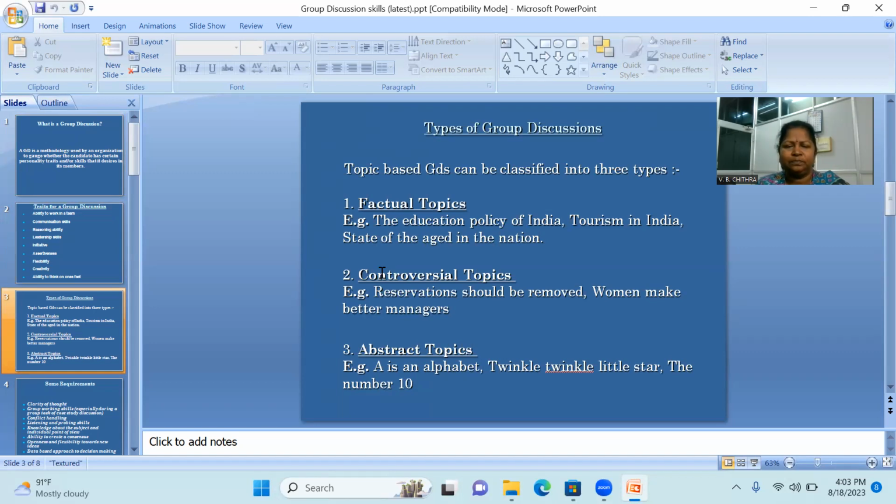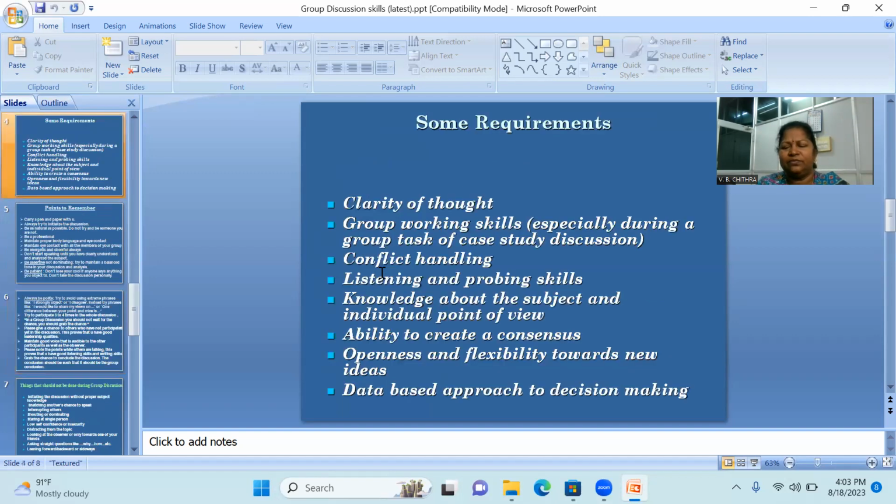And thirdly, some abstract topics will be given. For example, A is an alphabet, or twinkle, twinkle, little star, or the number 10, etc. And here, you need to add some information on such topics. Likewise, these three types of group discussions may be conducted based on the variety of topics they select.